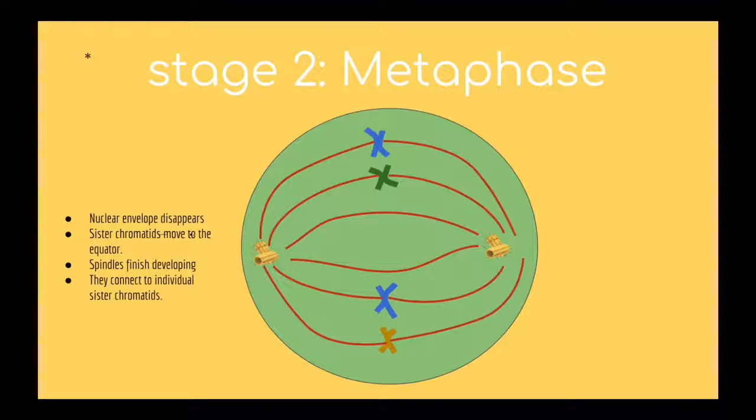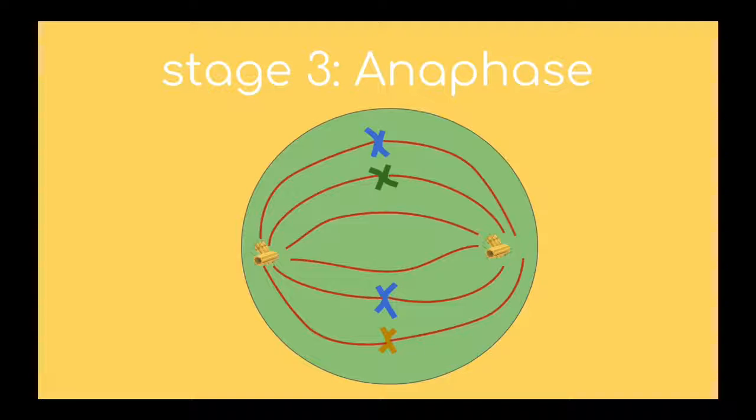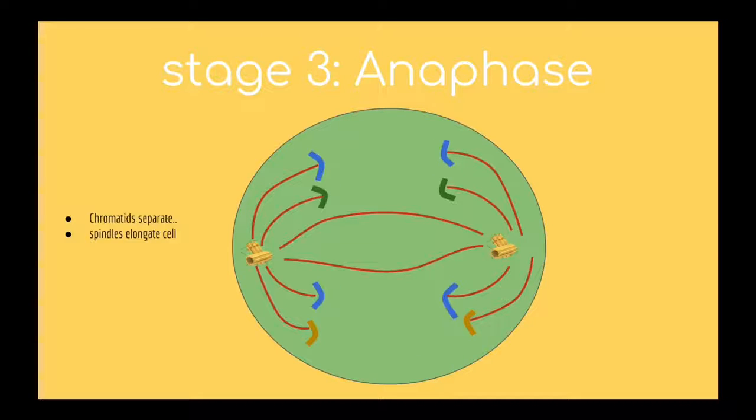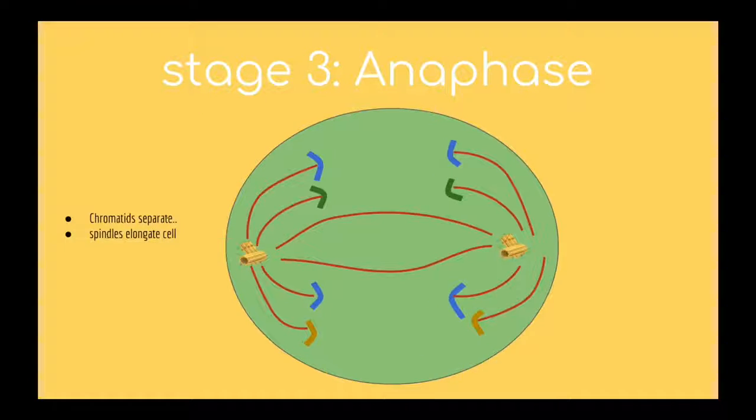Now, onto anaphase. The third phase of mitosis is anaphase. In anaphase, each individual sister chromatid separates at the centromere and goes to opposite sides of the cell, or opposite poles. The spindle fibers that are not connected to any chromatid help the cell elongate in preparation for cytokinesis, but that happens further in the next phase, telophase.